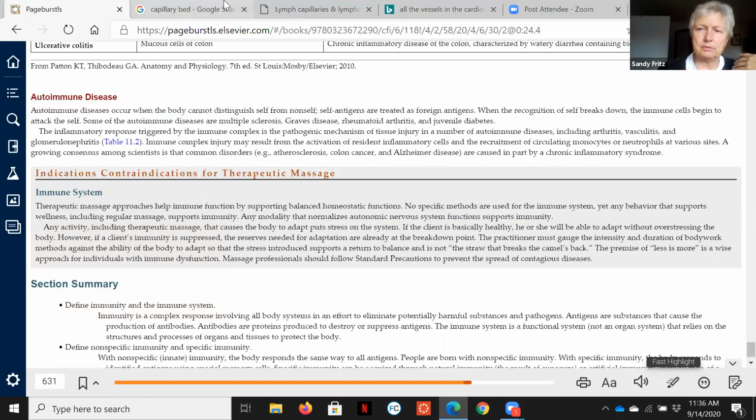So if somebody's already got a stressed immune system, then we need to be cautious that we don't use forms of massage that challenge it to respond. And those most often would be in the therapeutic change category. Whereas massage targeted more to well-being and stress management is more supportive to the immune system.